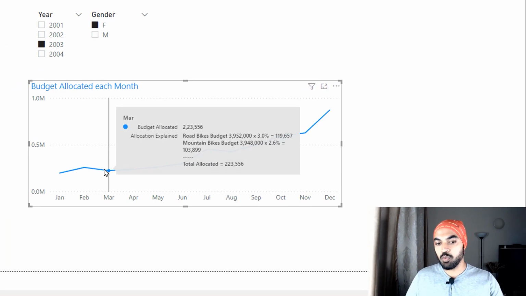So I can see what the budget was, how much sales was done, multiply that, and once you add these two numbers up, this is the total allocated, which is also matching up with the budget allocated calculation.